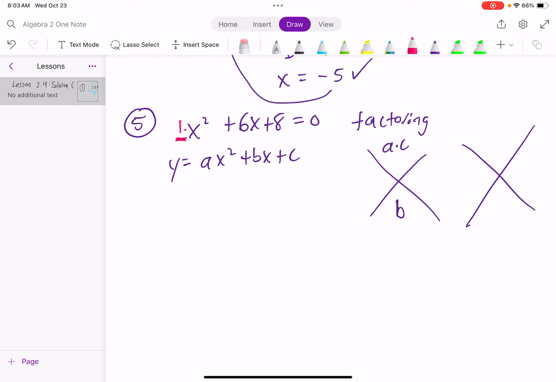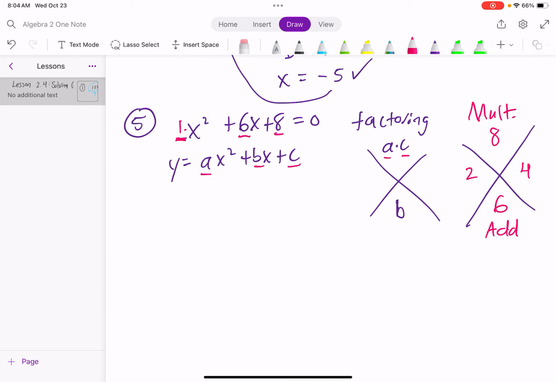Your a is 1 and your c is 8. And 1 times 8 will give you 8. This is what it needs to multiply to. And your b value is 6. This is what it needs to add to. So to factor this, we need to find two numbers that multiply to 8 and add to 6. So this could be 2 and 4.